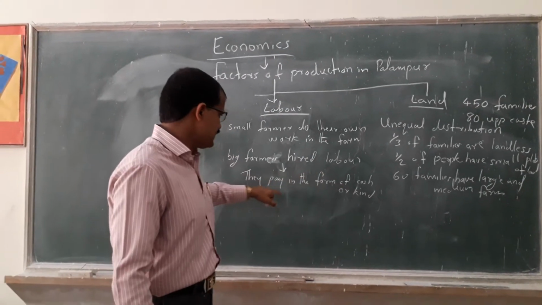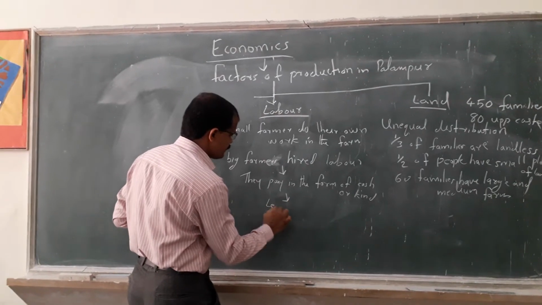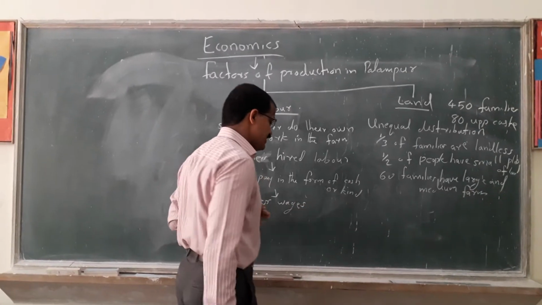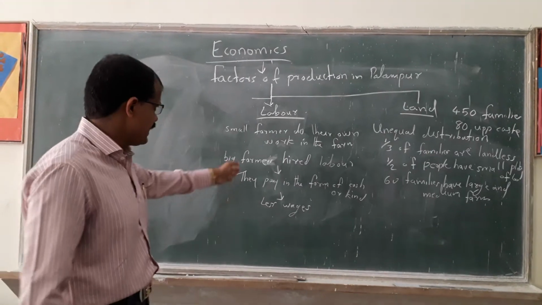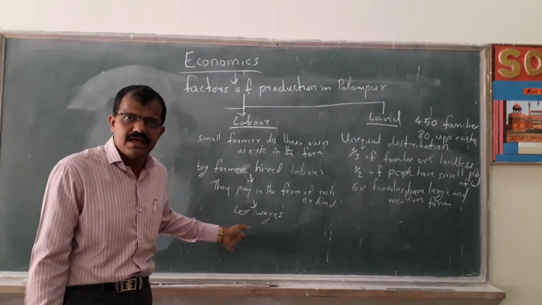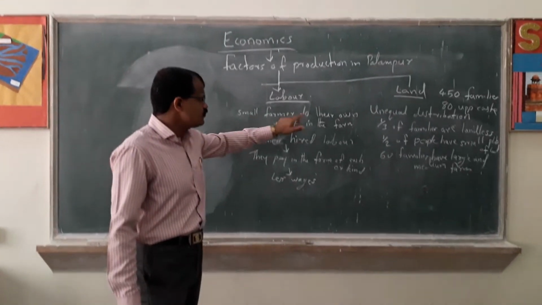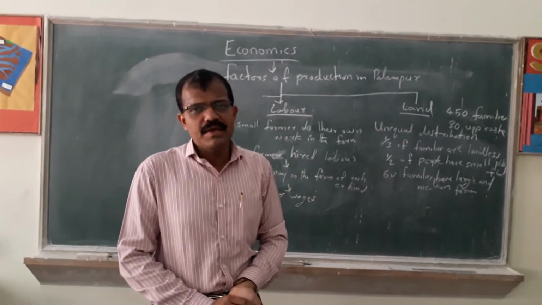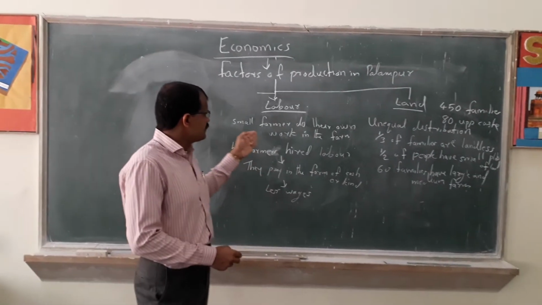Instead of their work, they are getting very less wages. Their wages are comparatively less. So this is about labor, how labor occurs in the village of Palampur. Small farmers do their own work in the farm because they possess a small plot of land, very less, below 1 hectare of farmland.